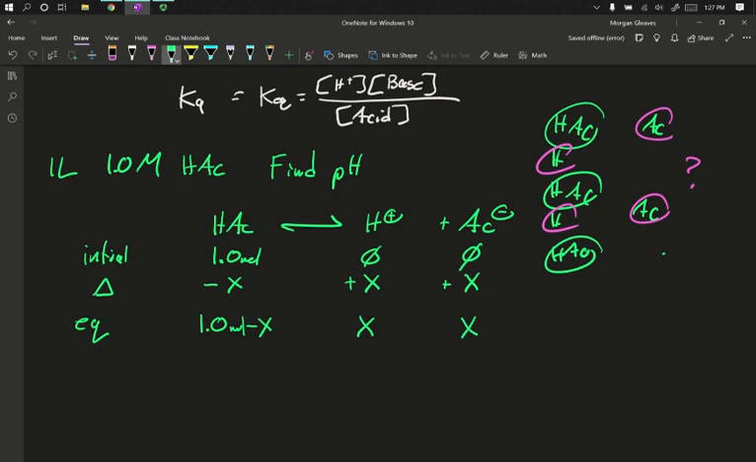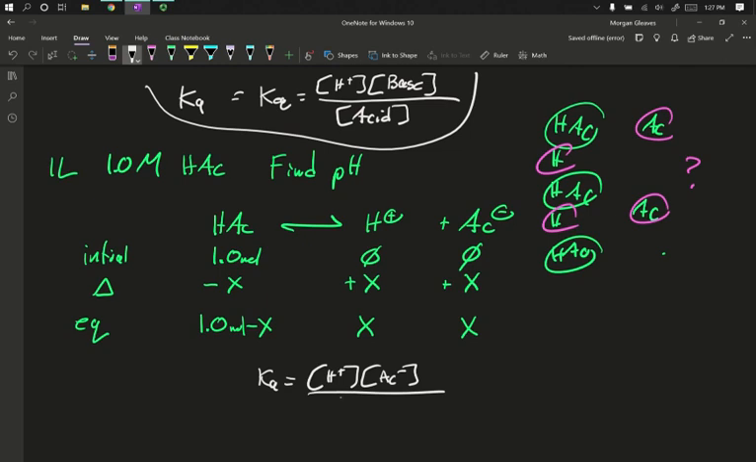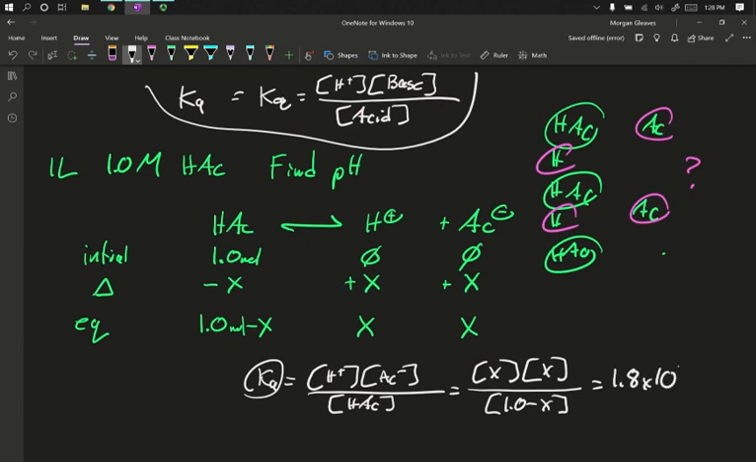Well, these are all in 1 liter, so our moles are equal to our molarity. I can plug this back in to our Ka expression. My Ka has to equal my H plus times my base, which is AC minus, all over my acid. Well, I have those amounts in the volume, so my H plus is going to be equal to X molarity, X moles per liter. My base is also going to be X moles per liter. And my acid, well, that's going to be 1 minus X. All that has to equal our Ka, which, said above, for acetic acid is 1.8 times 10 to the minus 5.